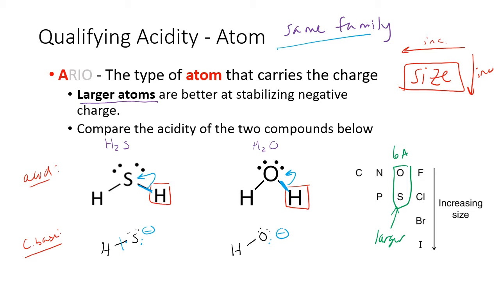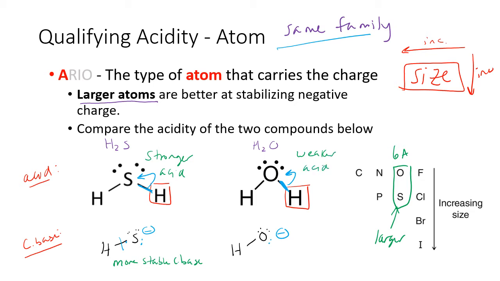And so what that means in terms of our conjugate base is that HS minus is going to be the more stable conjugate base. OH minus, or hydroxide, is a less stable conjugate base. And so our more stable conjugate base tells us who our stronger acid is. So H2S is actually a stronger acid compared to water. Water would be a weaker acid because it has the less stable conjugate base.